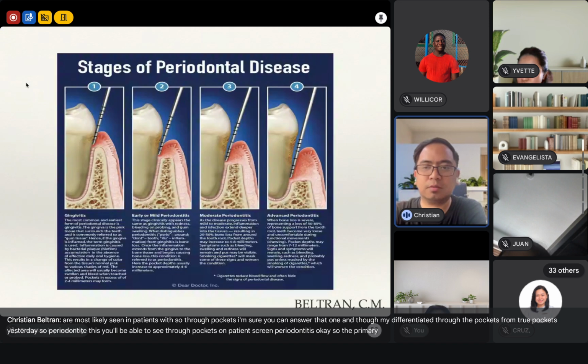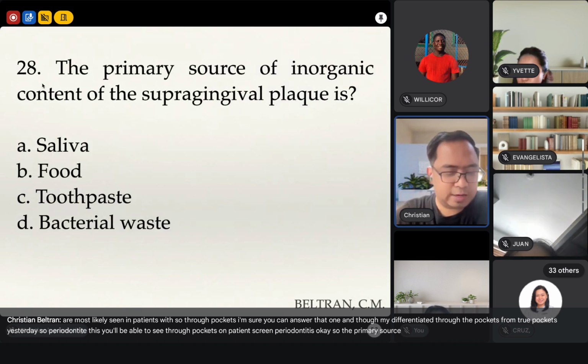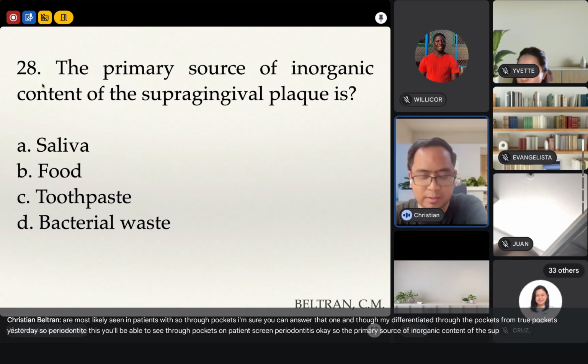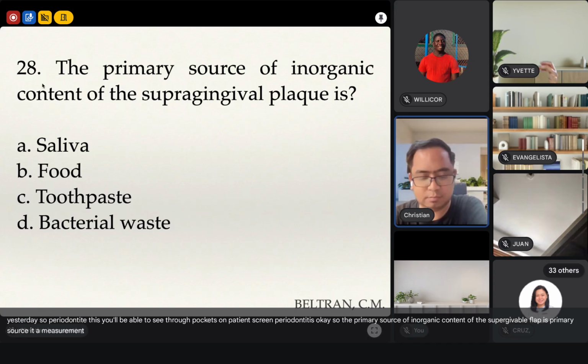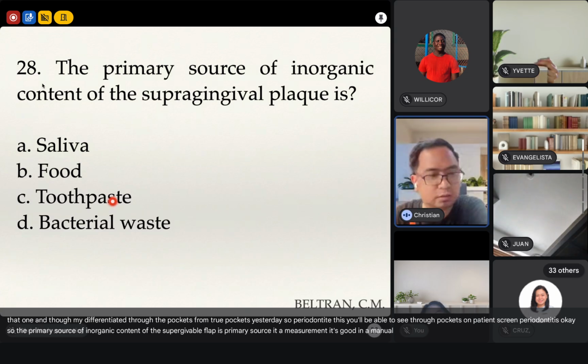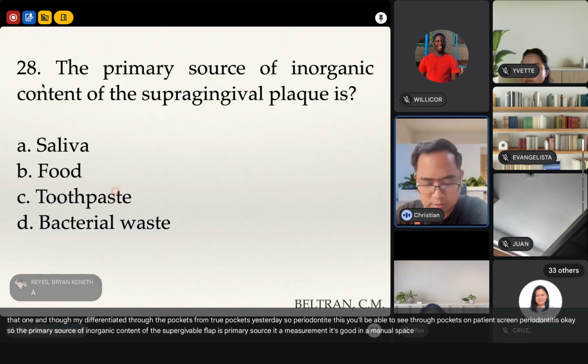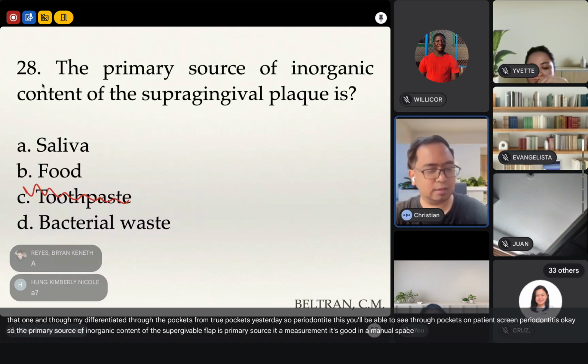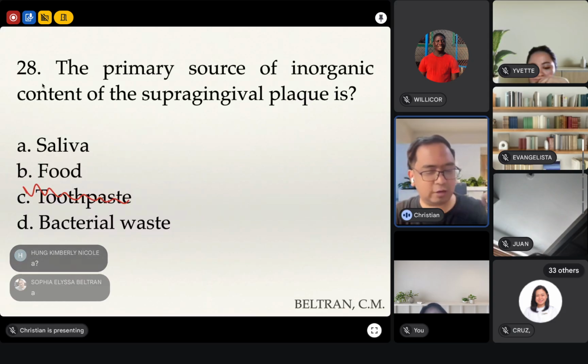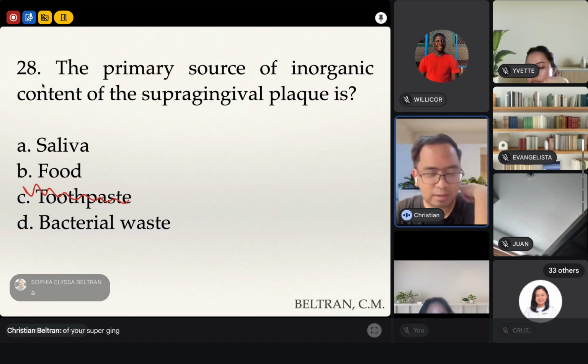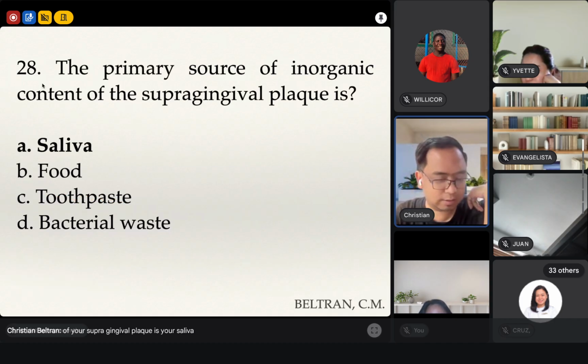So the primary source of inorganic content of the supragingival plaque is, primary source. Ito medyo mahirap. Siguro naman walang answer ng toothpaste. Meron sasagot ng toothpaste. Hindi na. Tanggalin natin si toothpaste. Okay? So the primary source of your inorganic content of your supragingival plaque is your saliva. Correct. Okay? It's the saliva. Okay?